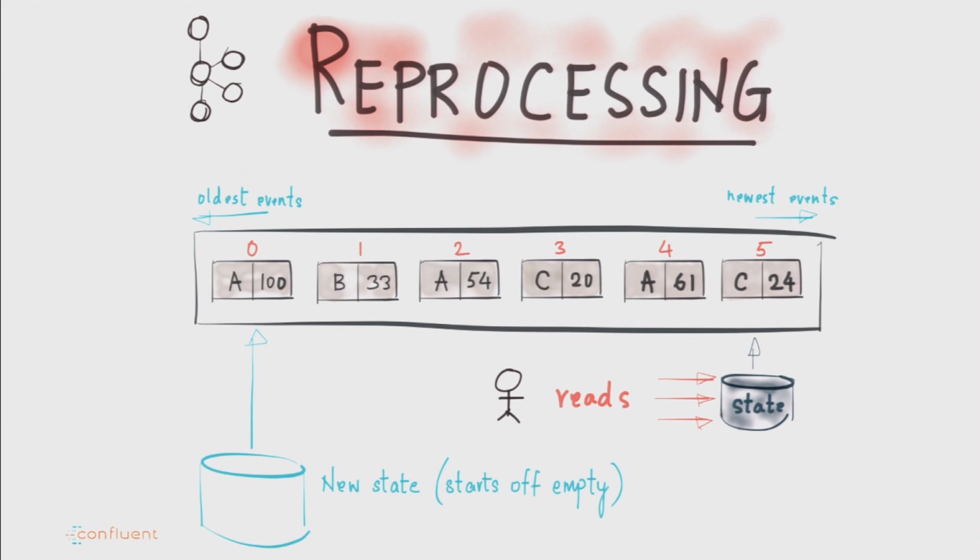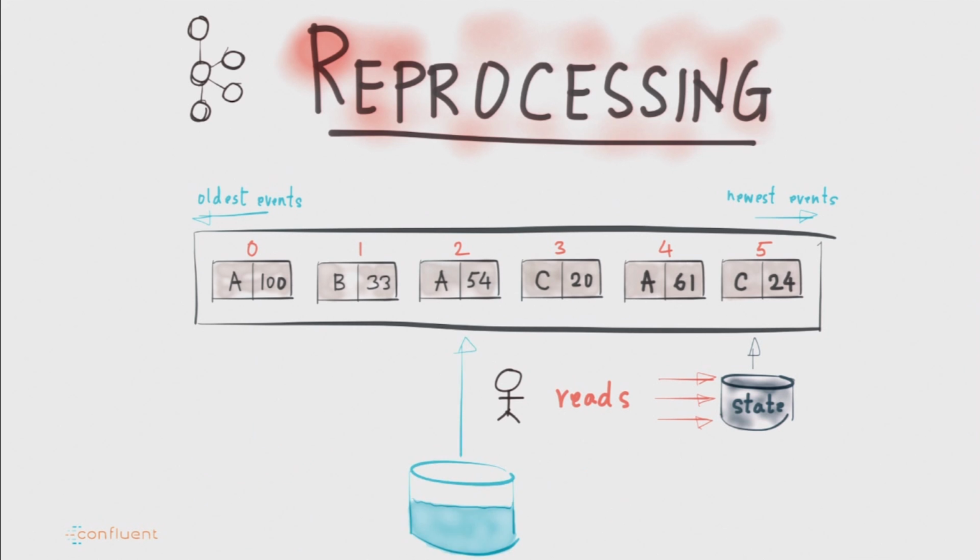But conceptually, what we've done is we've just gone all the way back to the beginning. We start off with an empty set of state and a new application. We still have our old application running, and maybe new data is still coming in, but reads are still being served off of that old data. We just keep on processing data, and the new database starts getting filled in with the now correct data.